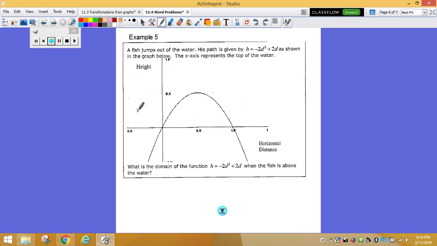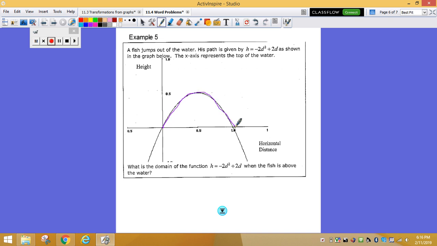Okay. Here is one. This is a fish jumping out of the water. So this fish is underwater, jumps out of water, lands, goes back underwater. The x-axis is the top of the water. So again, we kind of went through that already. This is him out of the water.